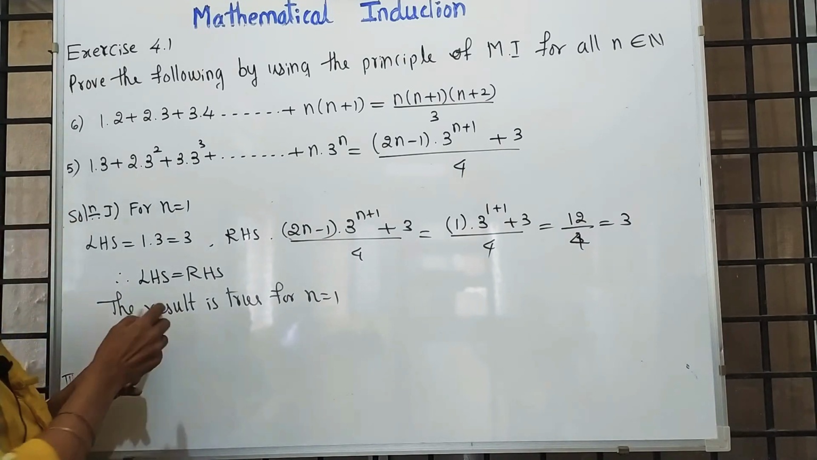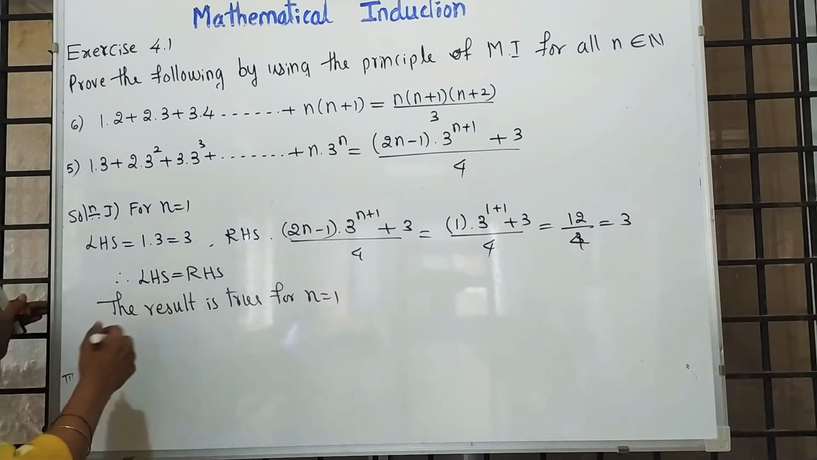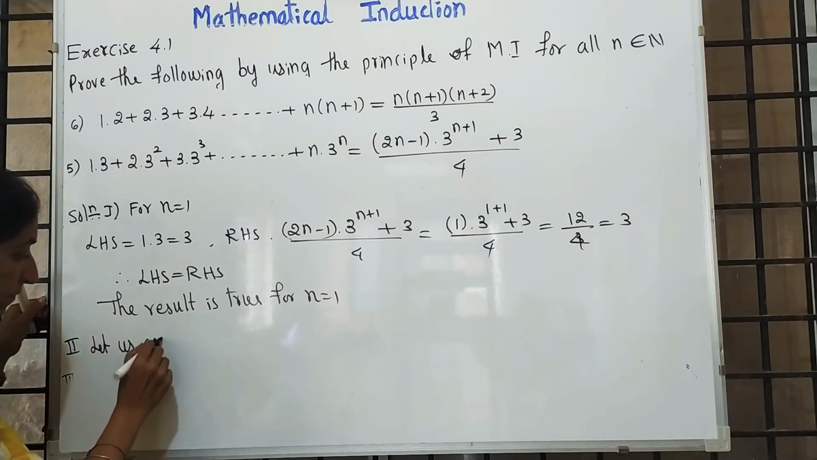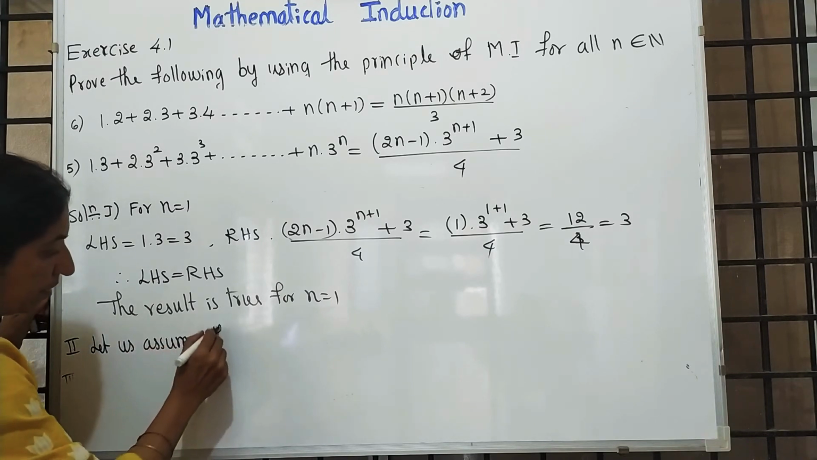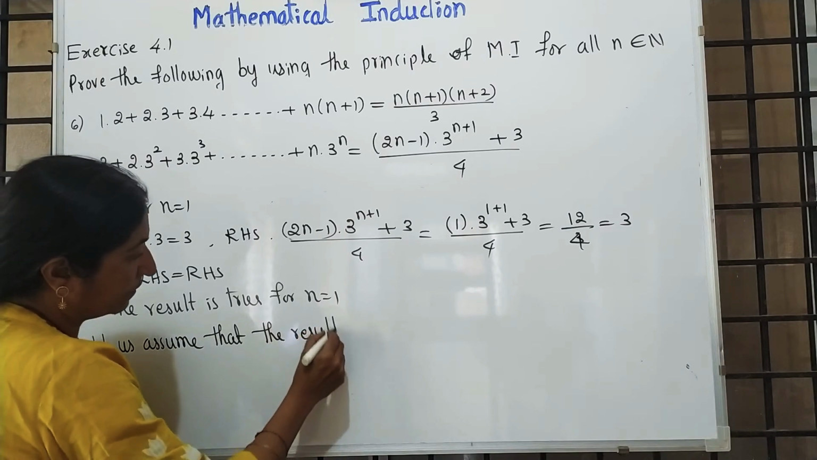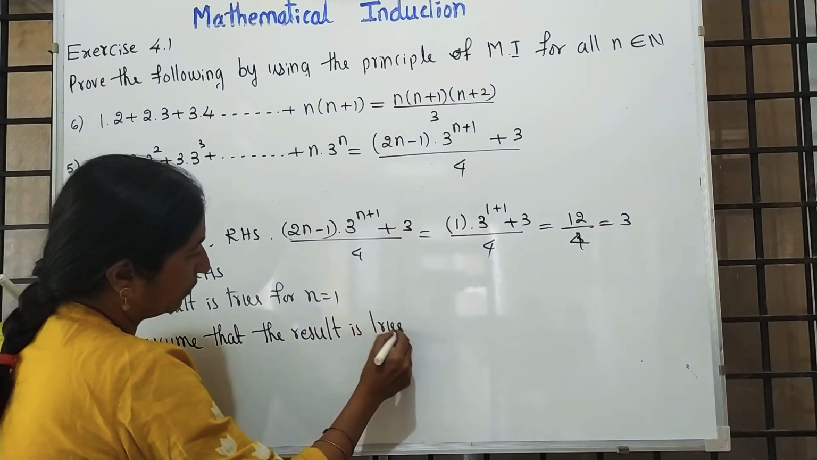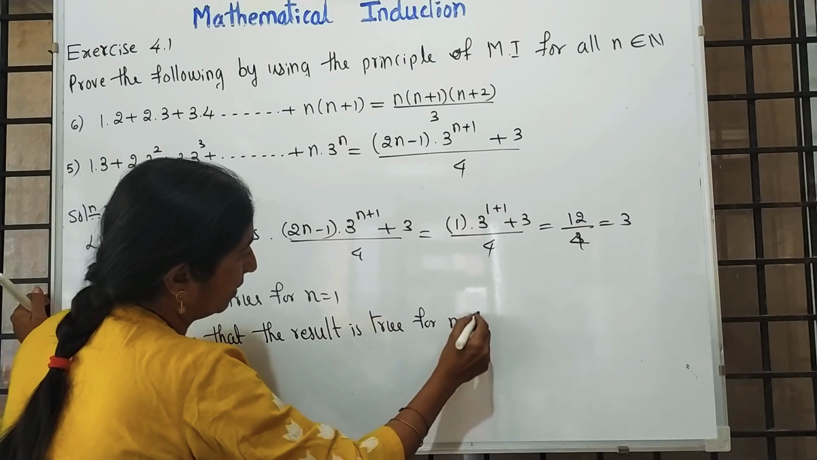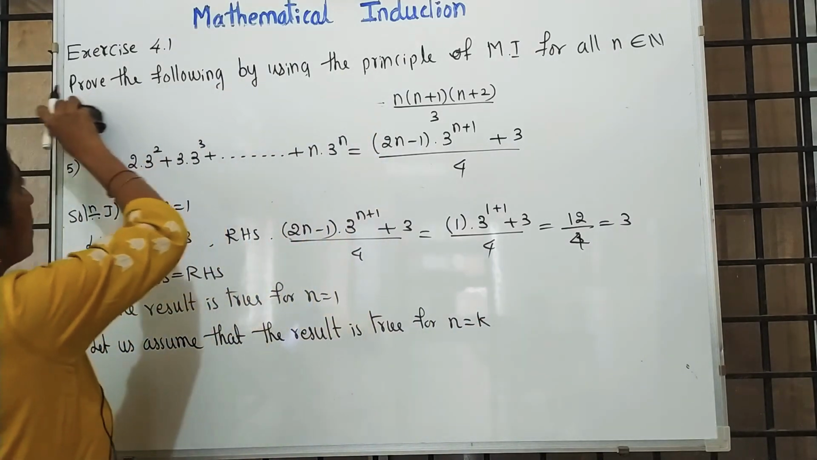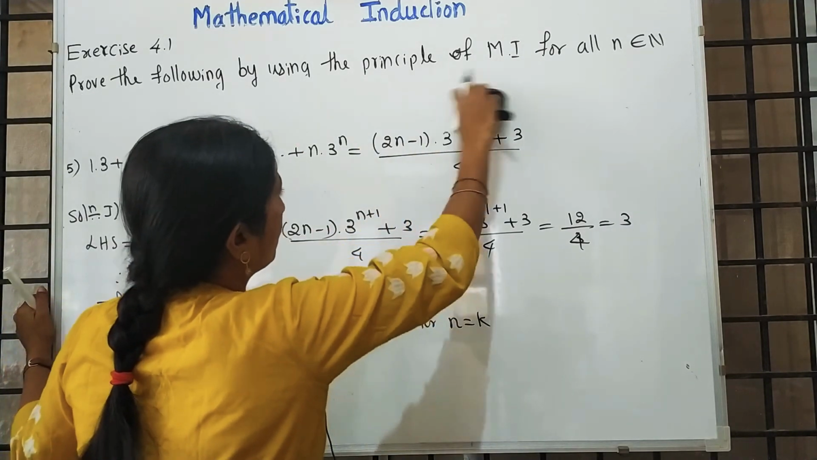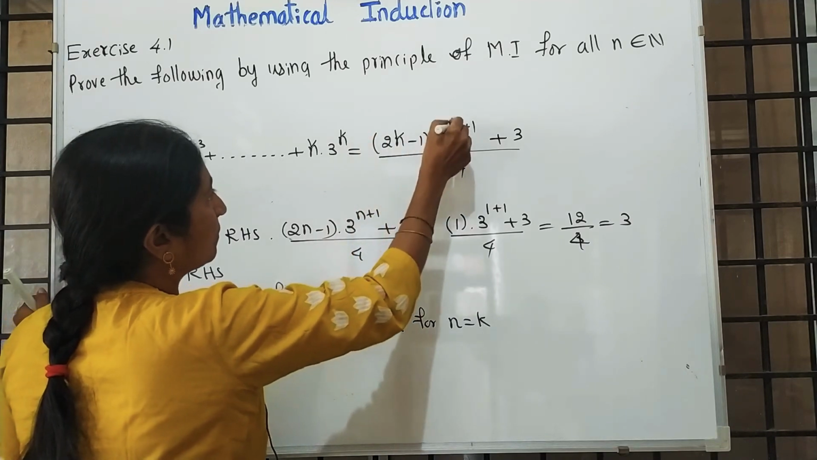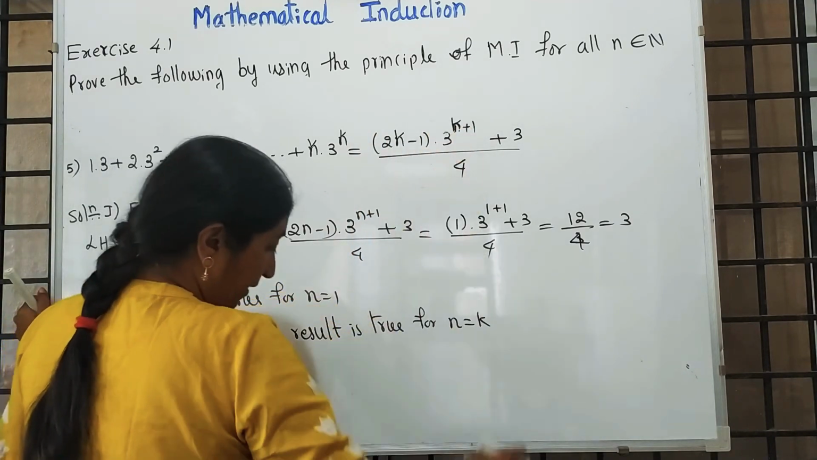Next, what is the second step? Again it is very simple. We are assuming, let us assume that the result is true for n is equal to k. So, in the given problem, wherever n is there, we are replacing it by k. This is the second step.